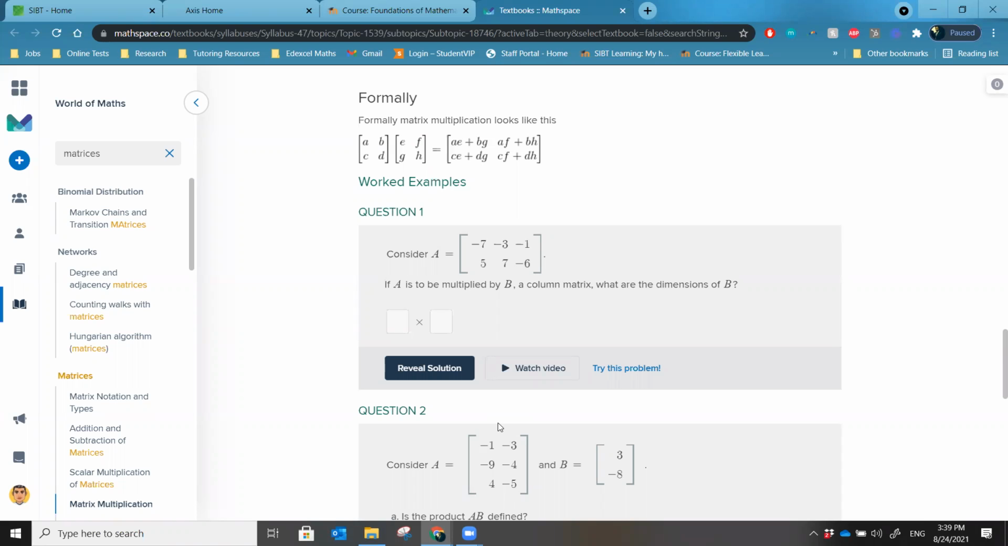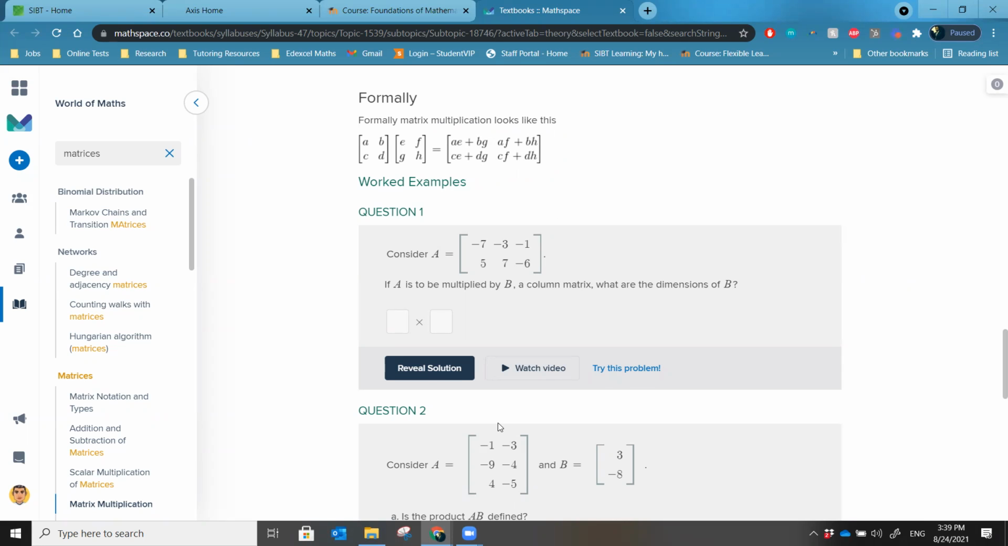Similarly, you multiply the CD row with the EG column, so row of the first one, column of the second one. So CE plus DG, and then we have CF plus DH. If you understand how the multiplication pans out here, you should be fine.